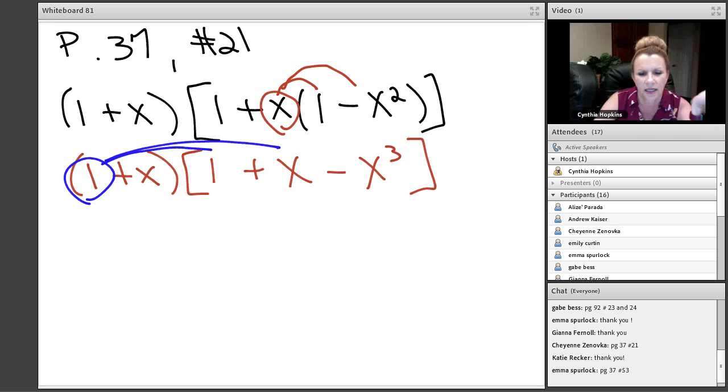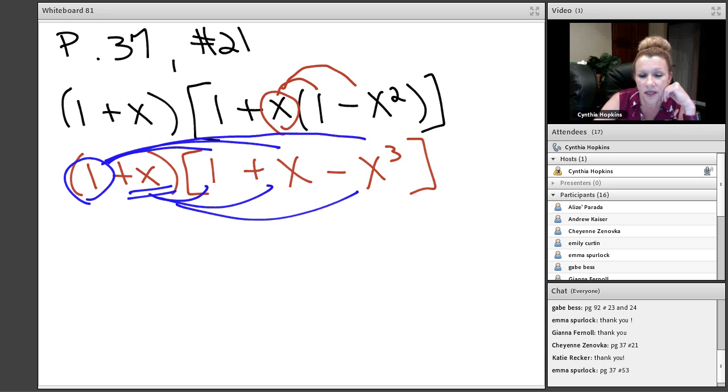Did I say the white? I did. I'm going to take the 1 and distribute it to 1, 2, 3 terms in the trinomial. Then I'll take the plus x and I'll distribute it 1, 2, 3 times. Okay, so it's just 6 distributive properties.